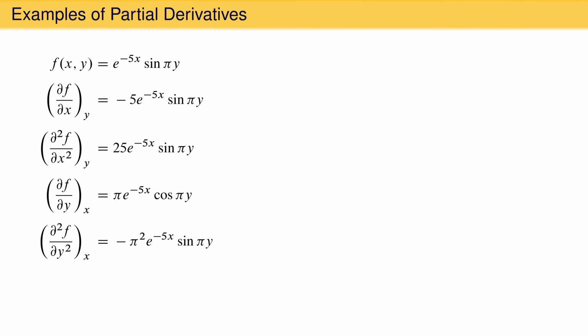Two mixed partial derivatives can be found, the second partial of f with respect to x first and then y, as well as the second partial of f with respect to y first and then x. These two mixed partial derivatives can be found by starting with the partial derivative with respect to x and evaluating its derivative with respect to y, or by starting with the partial derivative with respect to y and evaluating its derivative with respect to x. The results are the same and equal to negative 5 pi times e to the negative 5x times cosine pi y.